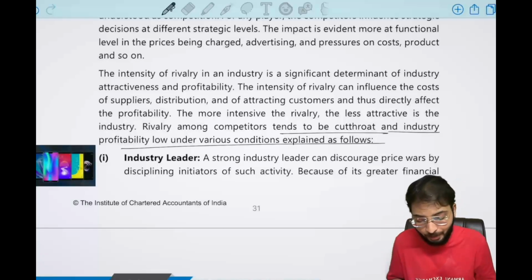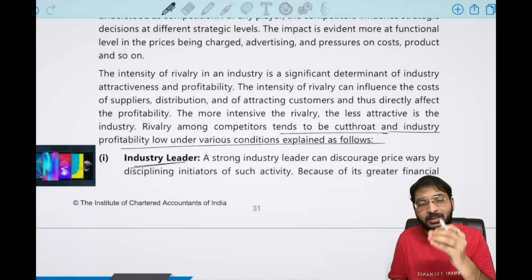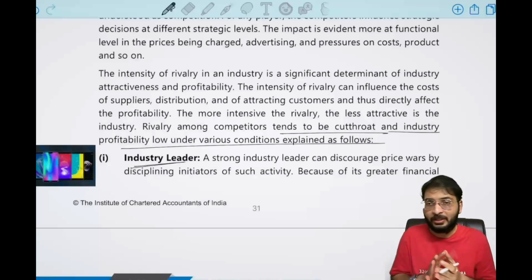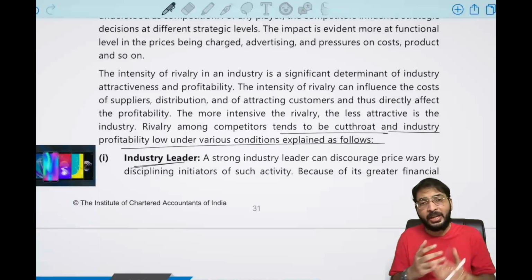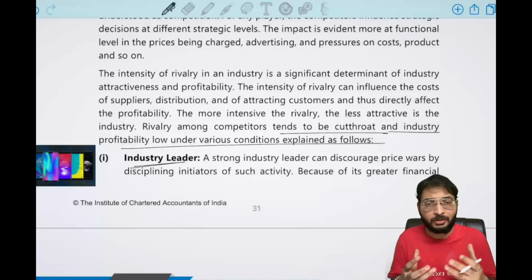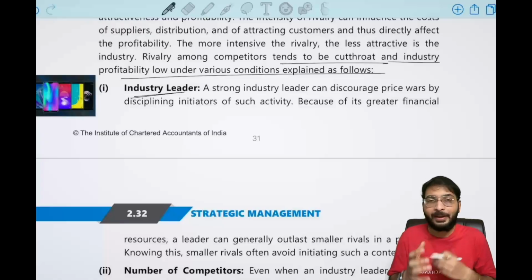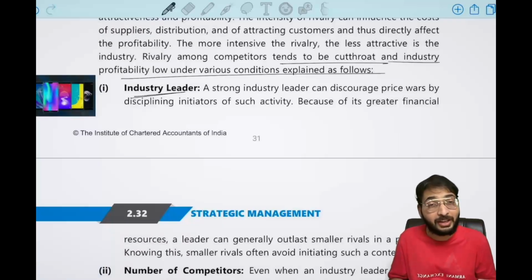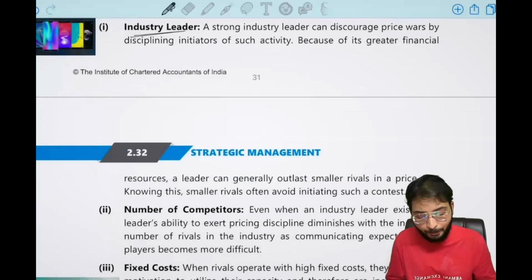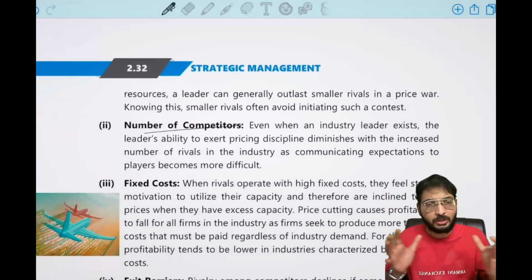In which scenario? Number one, when there is no industry leader. If there is an industry leader, the leader will decide the prices and the other brands will be following. But when there is no industry leader, like the water bottle business, what will happen? The existing players will fight among themselves, and they will be reducing the price. They don't have a proper leader. So everyone will be trying to be a leader and they'll be doing it on their own. But if there is an industry leader, the cutthroat competition will be low. The industry profitability is also good. Second one, the number of competitors. The higher the number of competitors, the less attractive the industry is and the more the competition is.